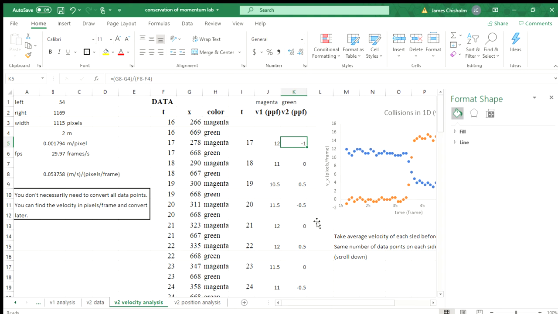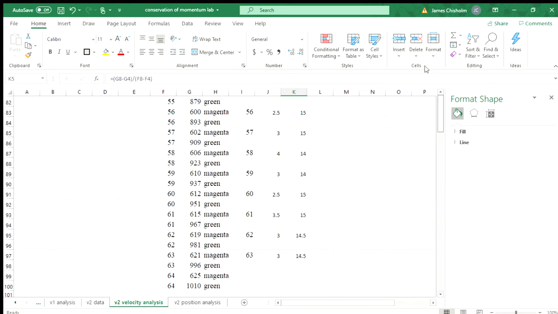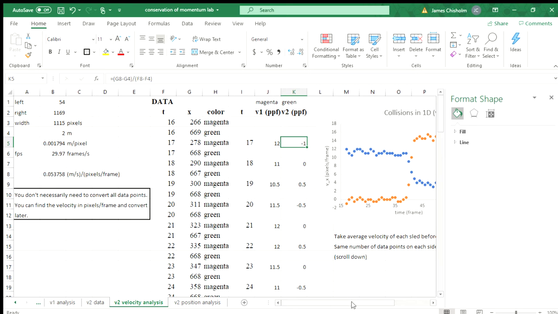Notice that even though sled 2, which I've noted in green, is initially not moving, I still took its position the entire time, and I'm still going to compute its velocity, because that'll give us a little bit of information about how big our errors are going to be. Hopefully by now we've done this a lot in terms of computing velocities. I'm going to compute the velocities for each of these carts. Again, just copy that formula all the way down.